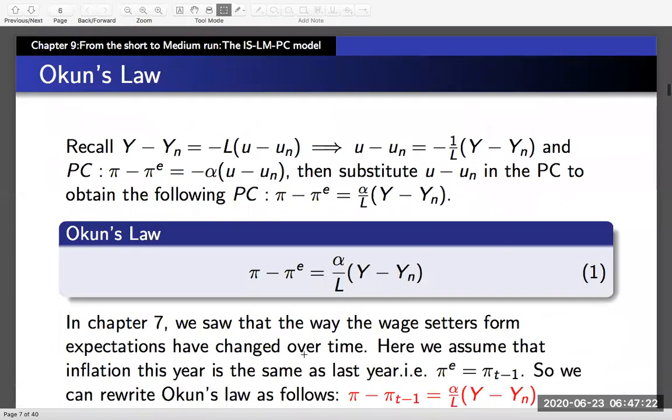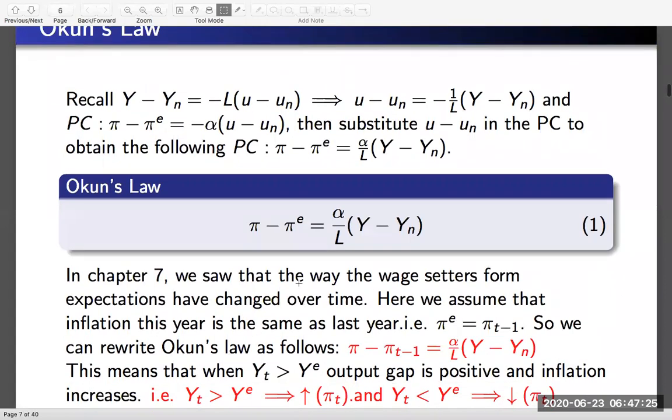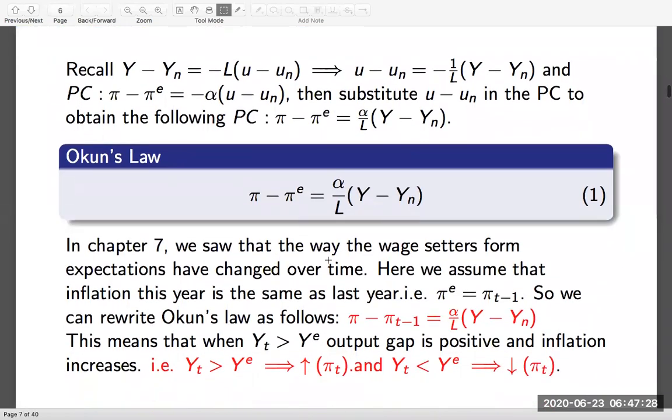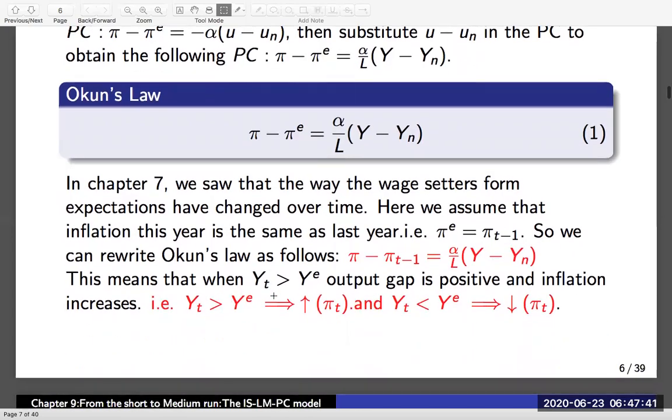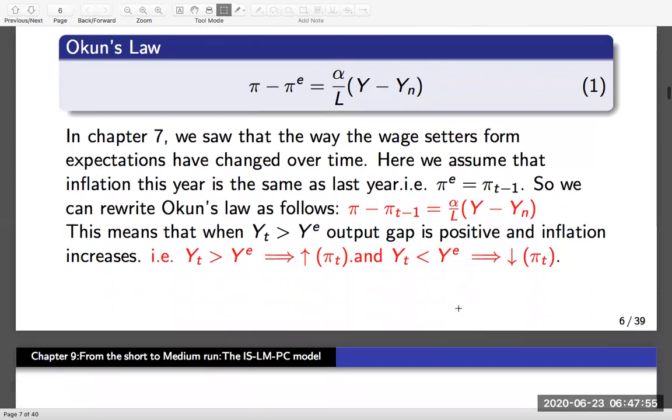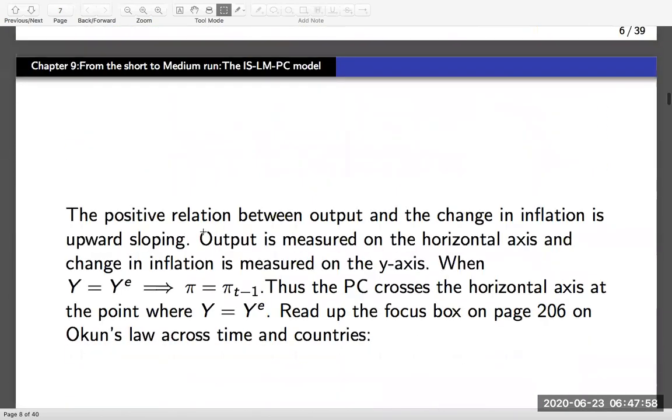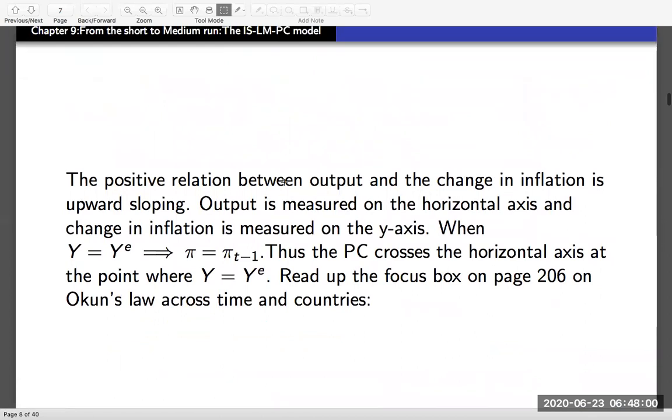The change in output. In chapter 7, we saw that the way wage setters form their expectations has changed over time. Here we assume that inflation this year is the same as inflation last year. So I'm saying that pi E is equal to this. So we can rewrite Okun's law as follows: that minus that is equal to this. This means that when Y is greater than Yn, the output gap is positive and inflation is increasing. So whenever this is greater than that, it means the change in inflation is going up, right? And the opposite is true.